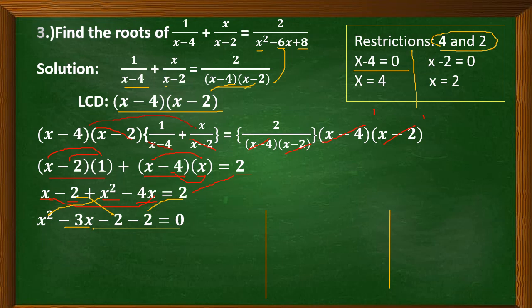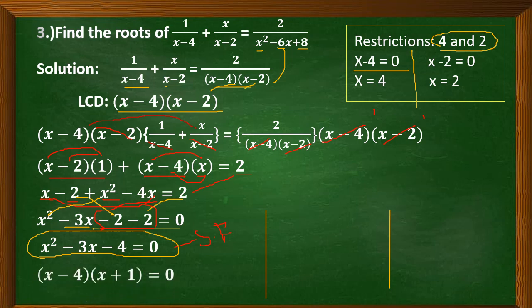Next, we have to combine further the constant term. So we have x squared minus 3x minus 4 is equal to 0. Where did we get this negative 4? We combine negative 2 and negative 2. This is now the standard form of a quadratic equation. So we can now solve for the value of x.